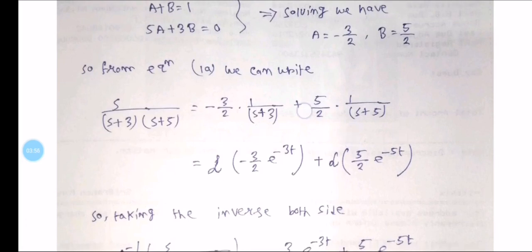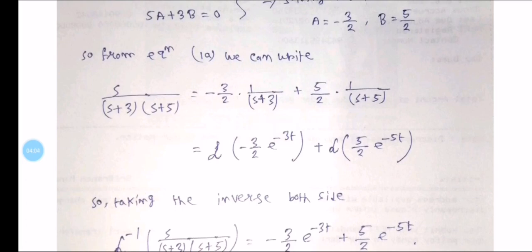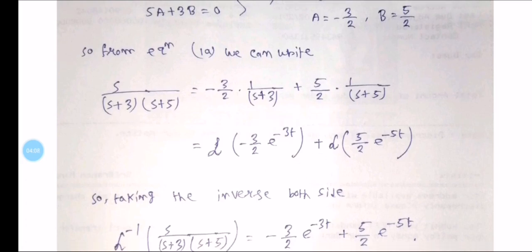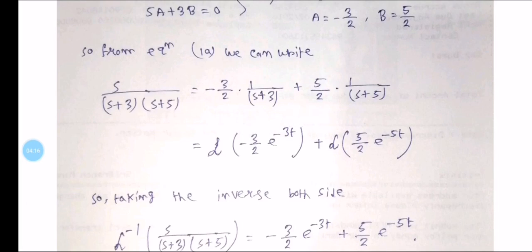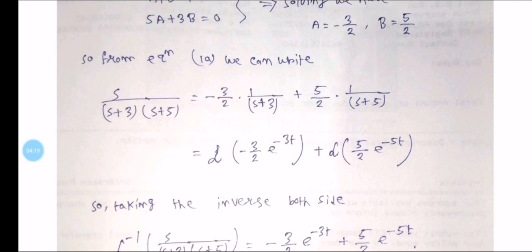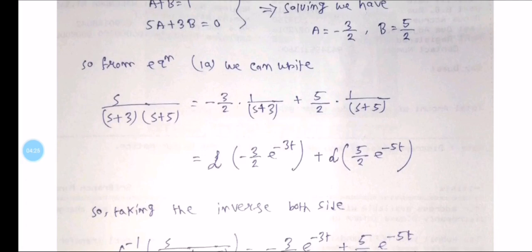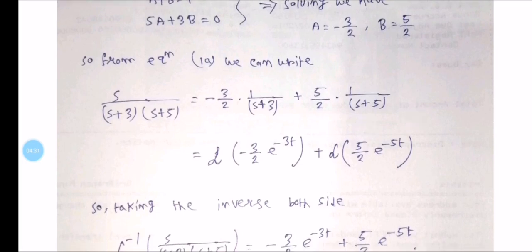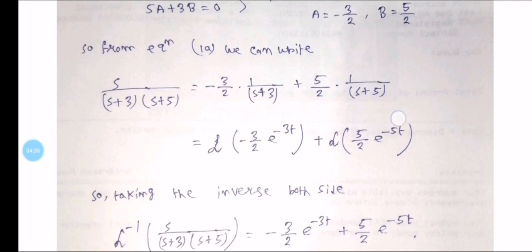So now if you want to write it as a Laplace transformation, you know that 1 by s plus 3 is the Laplace transformation of e to the power minus 3t, and 1 by s plus 5 is the Laplace transformation of e to the power minus 5t. Okay, so we can write this as L of minus 3 by 2 e to the power minus 3t, and this as L of 5 by 2 e to the power minus 5t, because 5 by 2 will come out and e to the power minus 5t we can write as 1 by s plus 5.